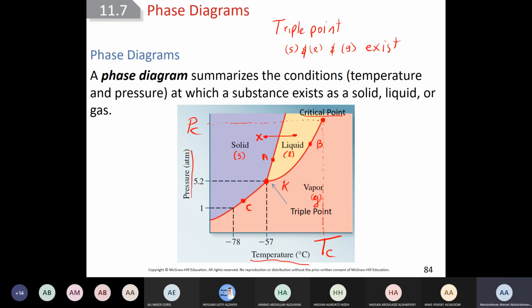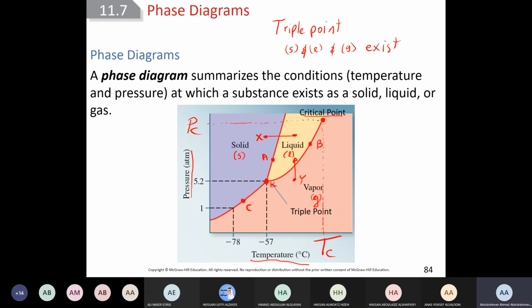Good. What if I have point Y? What's the phase of point Y? Gas. Point Y is gas. What will happen if I increase the pressure without changing the temperature? It will go to liquid. How is it going to go? From here to here. Clear? If I increase the pressure without changing the temperature, it will change to liquid. Is this clear?